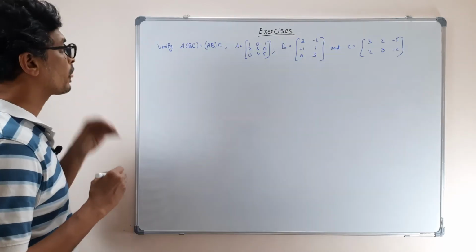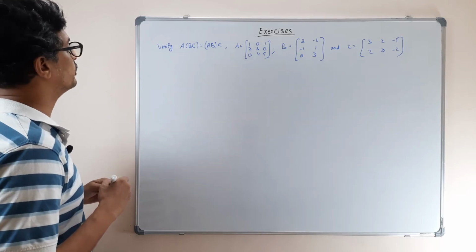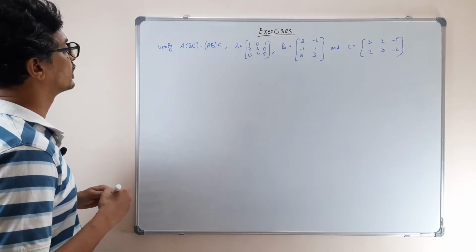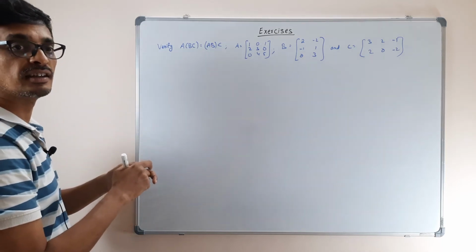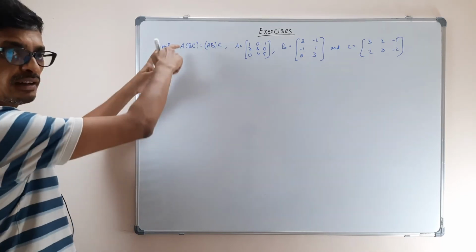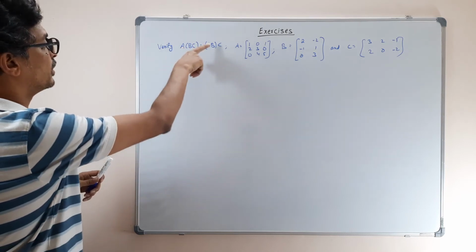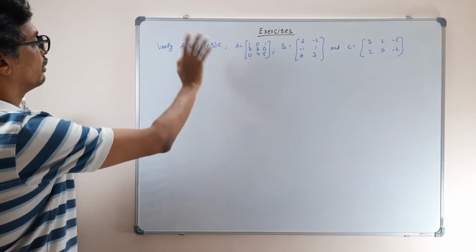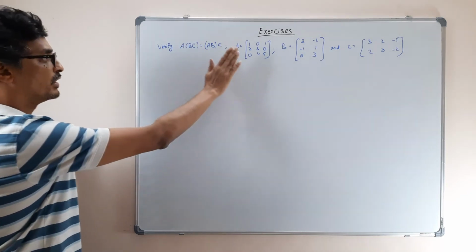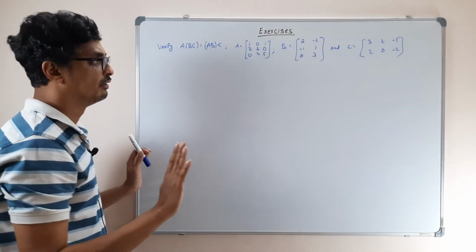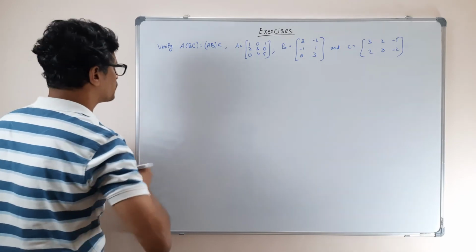Okay. Let us do this problem. Remember the name of this property? What is that? Associative. Am I right? So, associative property of matrix multiplication. What they are saying is you have to prove the associative property of matrix multiplication, given that these are the matrices. Simple. Let us do it. Solution.